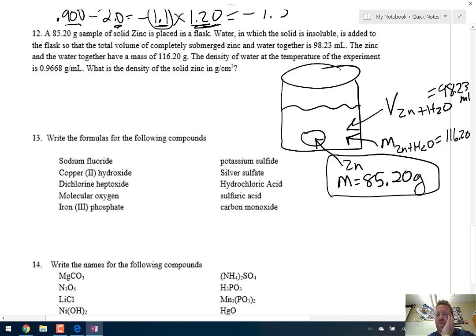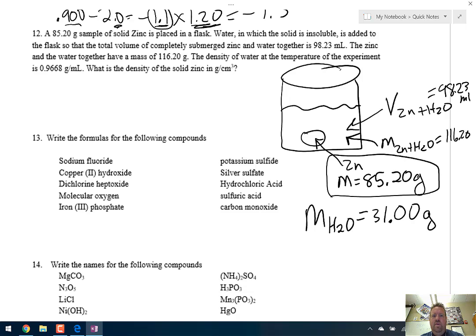It's 85.20. And if I know the mass of the zinc and the water together, I'm not even going to read the rest of the problem yet, but I'm going to figure out the mass of the H2O must equal, and I'm doing this on my calculator right now, 116.20 minus 85.20. And again, with significant figures, if I'm subtracting, it is not 31. It should be 31.00 grams. Well, you might not need that, I know, but it was really simple, and I thought, clearly they're kind of leading me in that direction anyway.